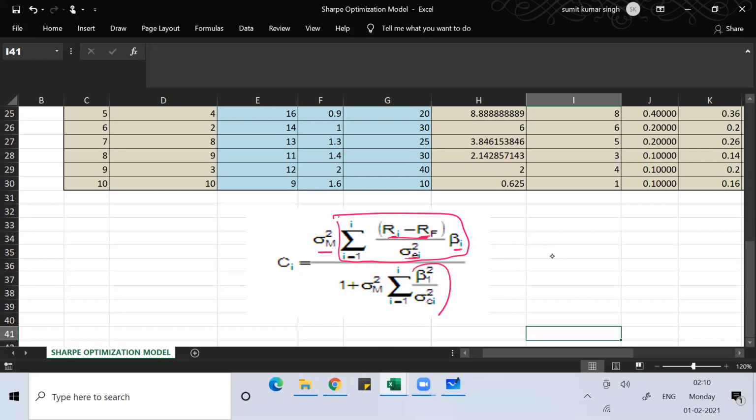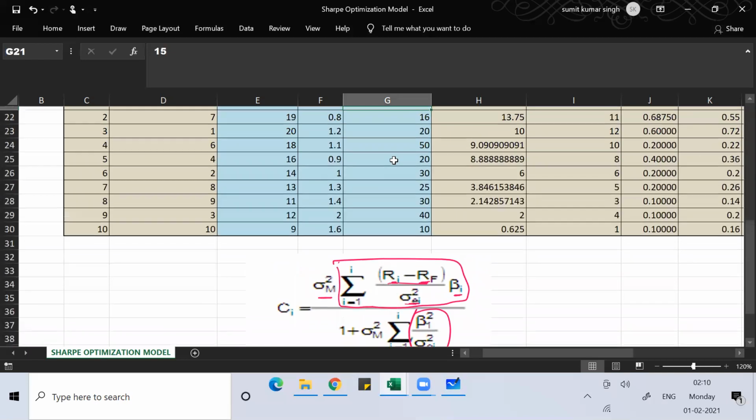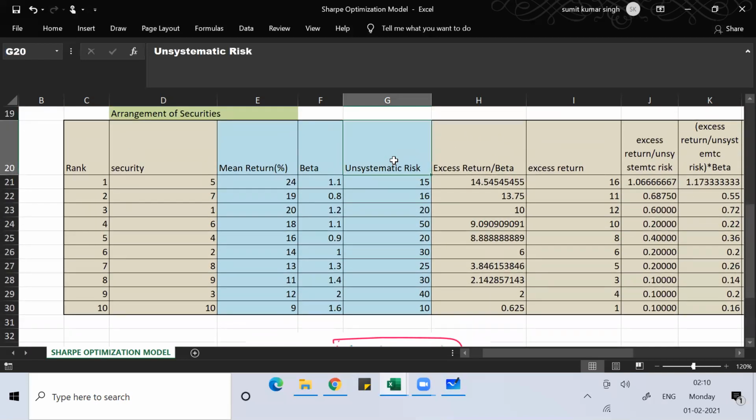Similarly, I have to find the square of the beta divided by the unsystematic risk of the stock. For that, I have to find a cumulative value and multiply it with the variance of the market, plus 1. That will be my denominator. That homework we now have to do for each stock. So you can see here excess return by beta. This is excess return by unsystematic risk, and that needs to be multiplied with beta.